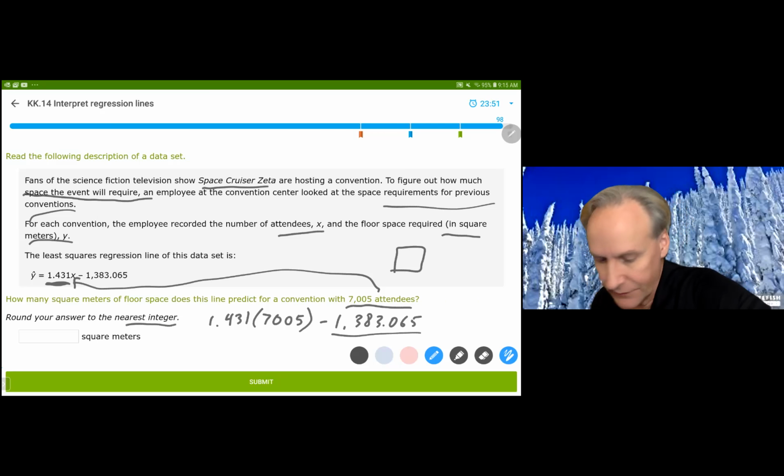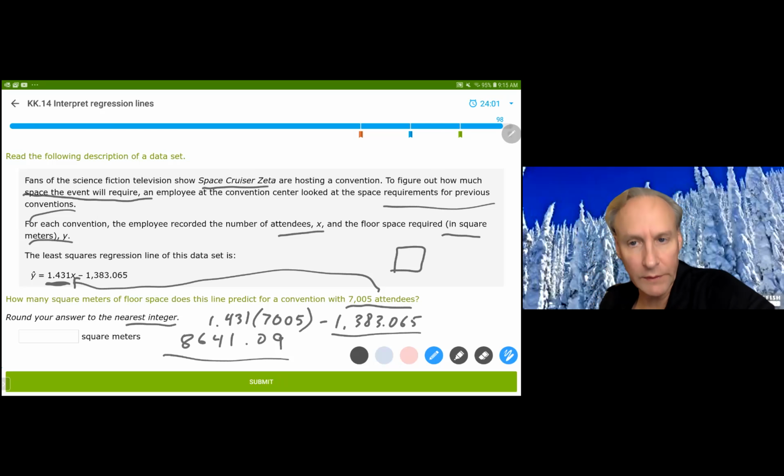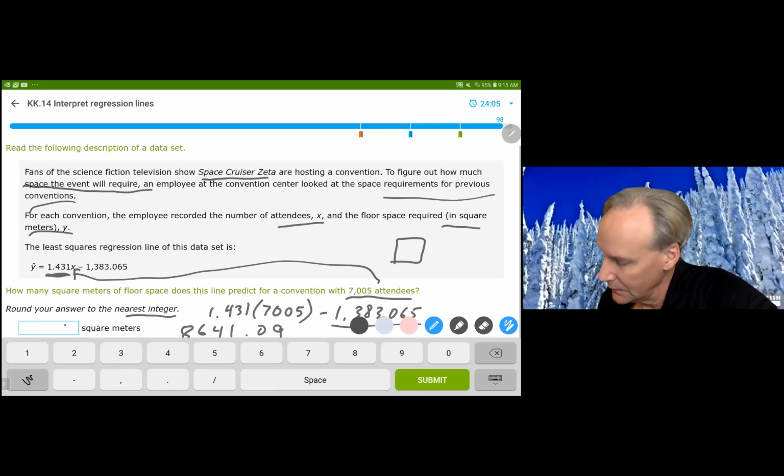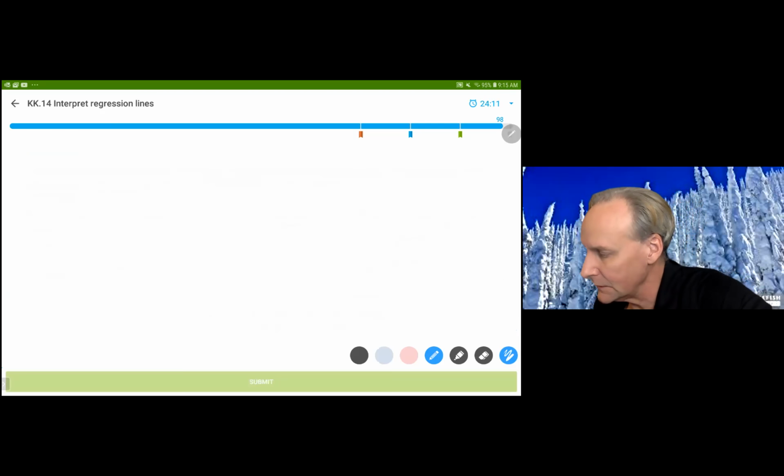And we're going to round it to the nearest integer. That's going to be 8641.09. So it looks like it's going to be 8,641 square meters. Looks good.